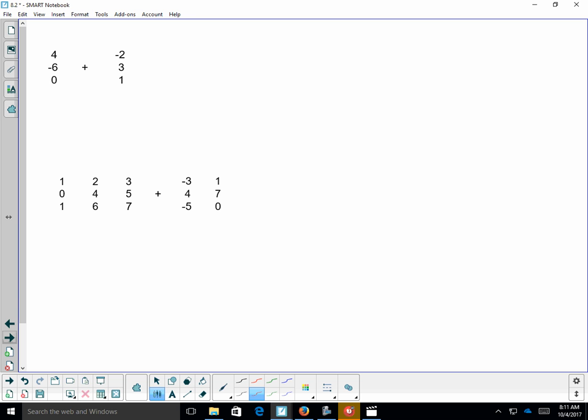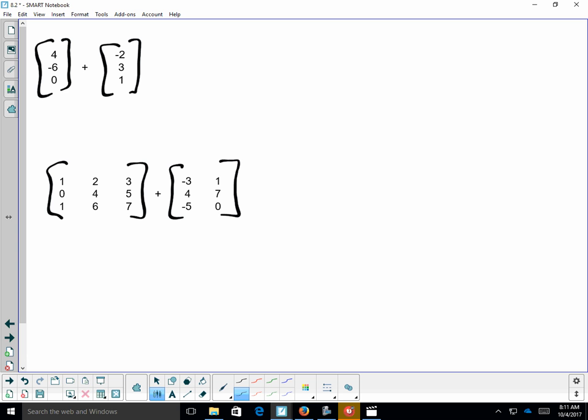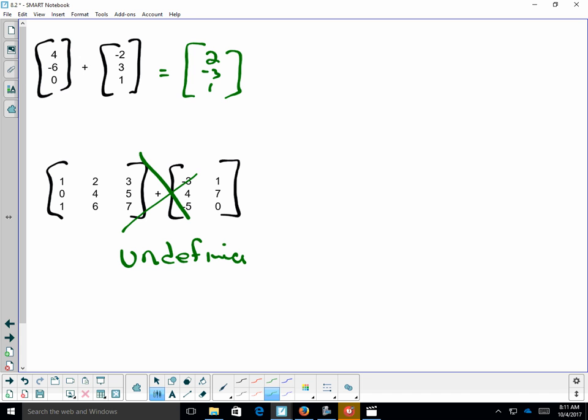So if you want to stop the video, pause for a second, and add these. Okay, welcome back. This should be 2, -3, 1, and then this one you should say is undefined, because here I have a 3 by 3, here I have a 3 by 2. The order is different, and it's not possible to add those two matrices.